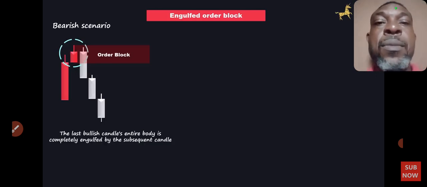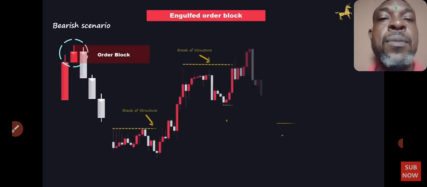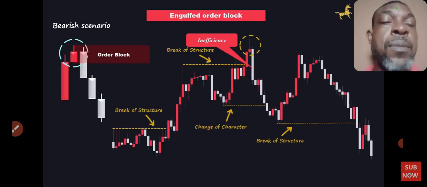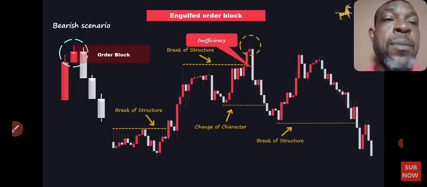In the given example, we see a shift in market dynamics as price breaks out of this structure to the downside, signaling a change of character from the previous uptrend. The candle we are focusing on is the last bullish candle formed before the bearish movement. Its entire body is engulfed by the following bearish candle, indicating a strong bearish momentum.